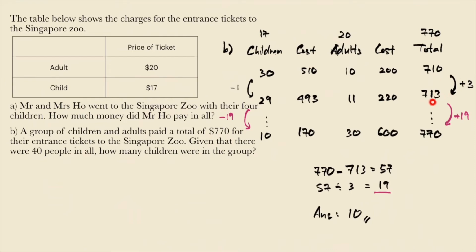So how many 3s will we need from 713 to 770? That's 57 divided by 3. That's 19 3s. Pardon me over here, this is supposed to be 19 times 3. Okay, so there we got to do this 19 times as well. So the answer is therefore 10 children in all.